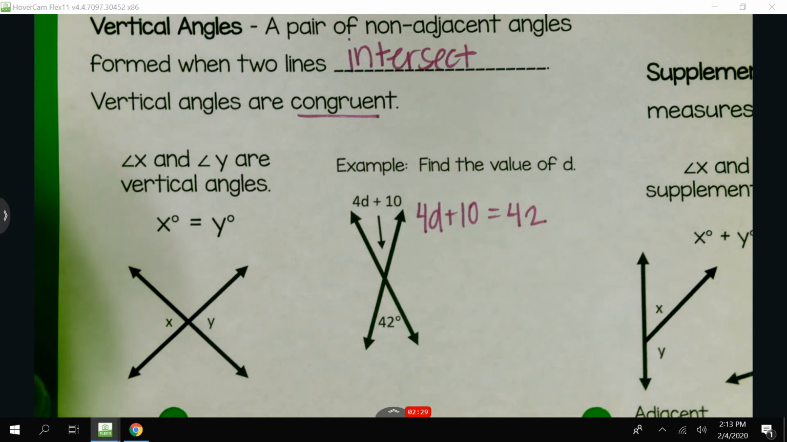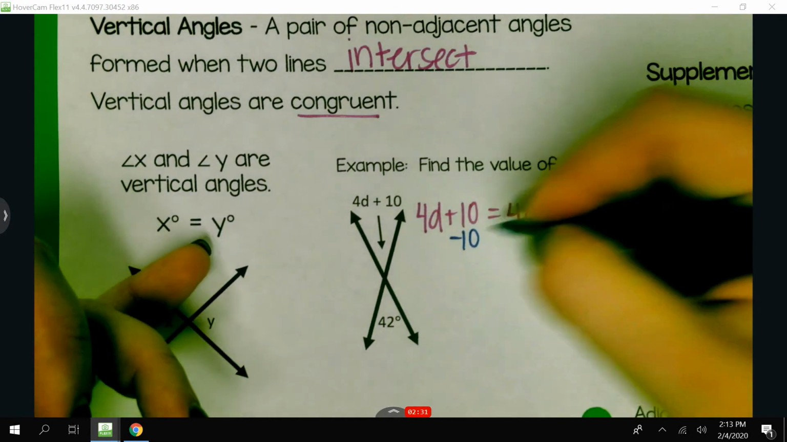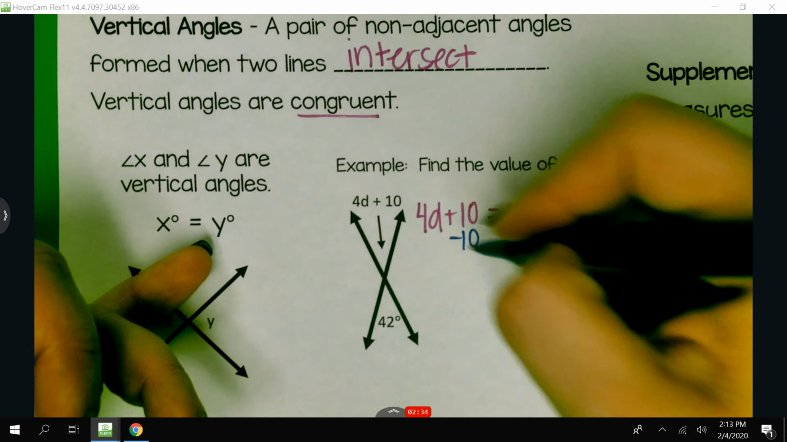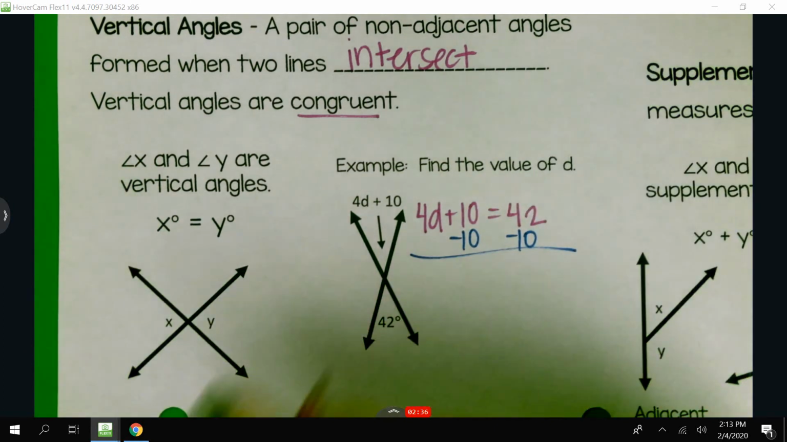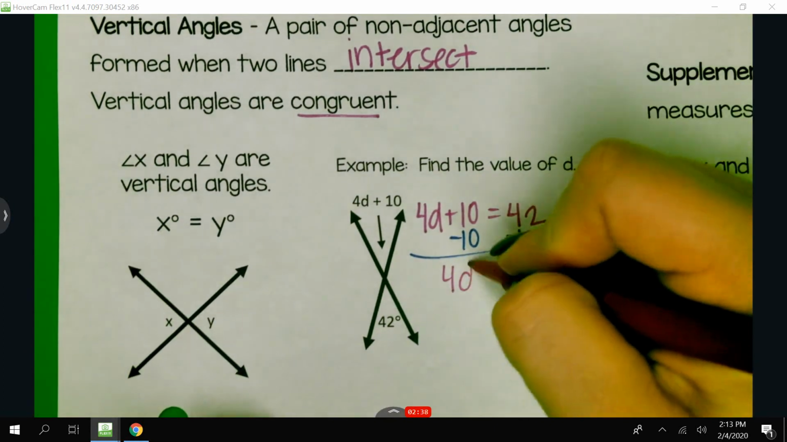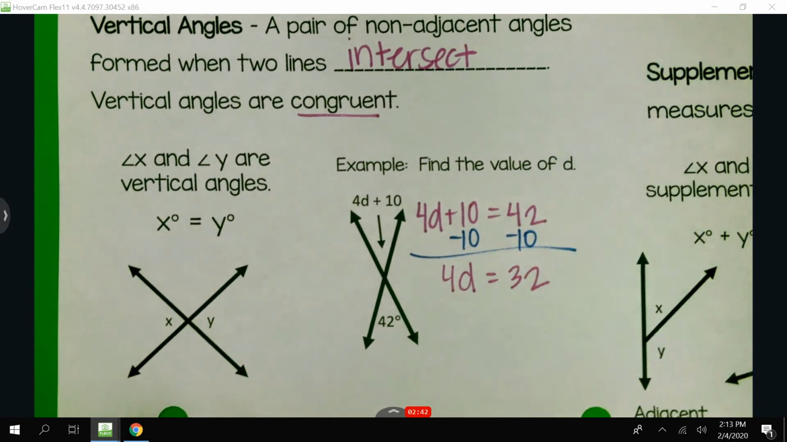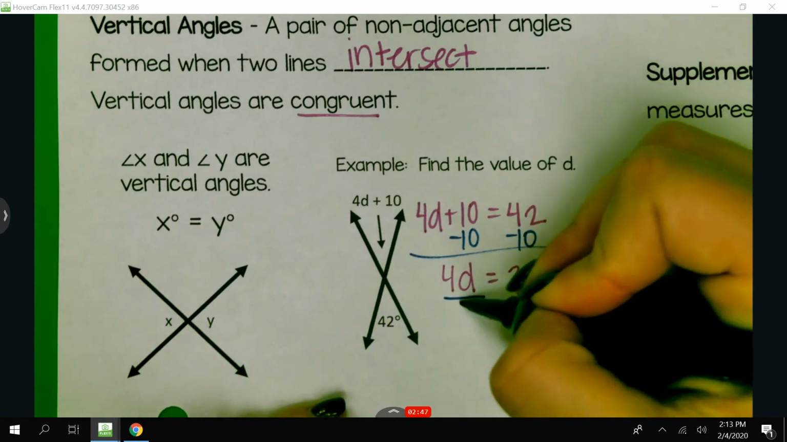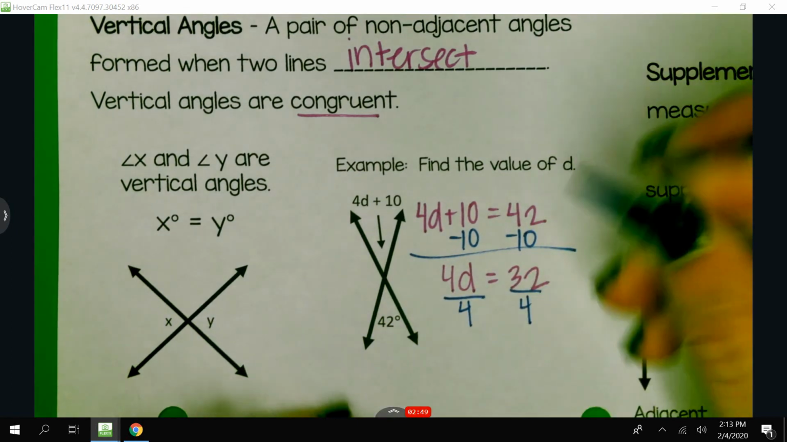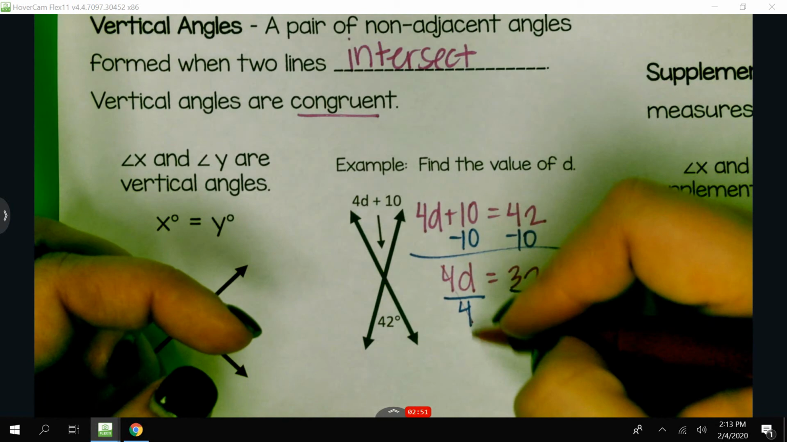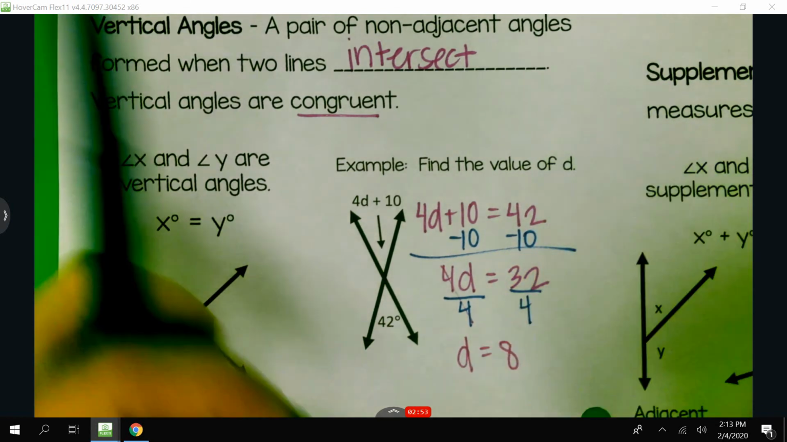Minus 10 on both sides, right? So then you're left with a 4D on the left. And what on the right? 32. Now how do you solve for D? Divide both sides by 4. So D equals 8. Okay.